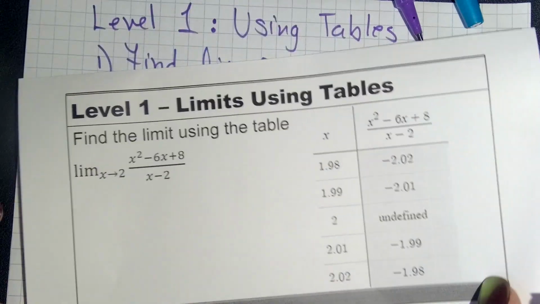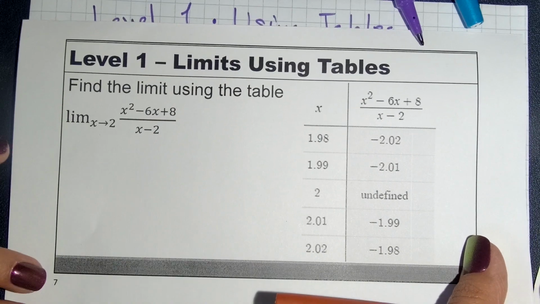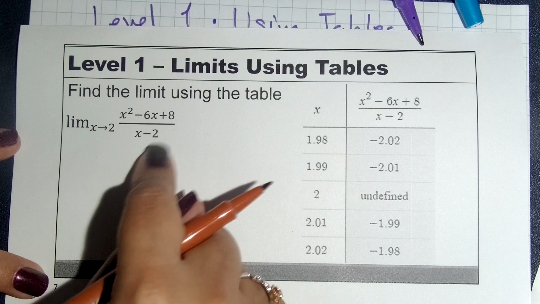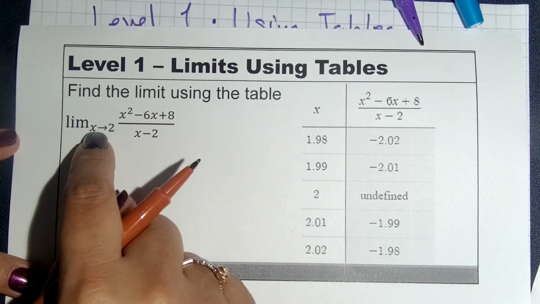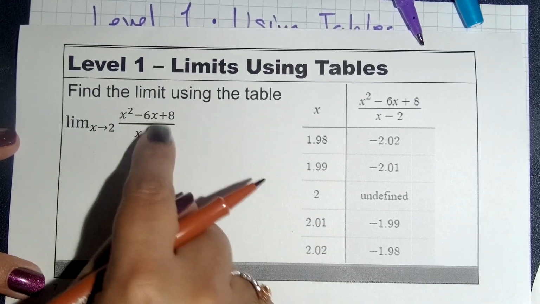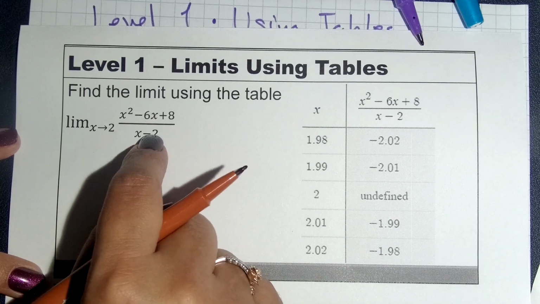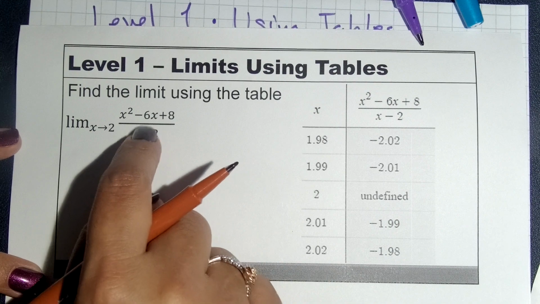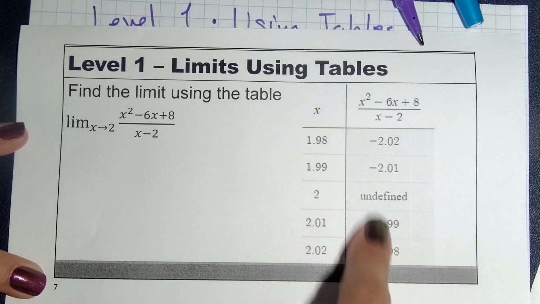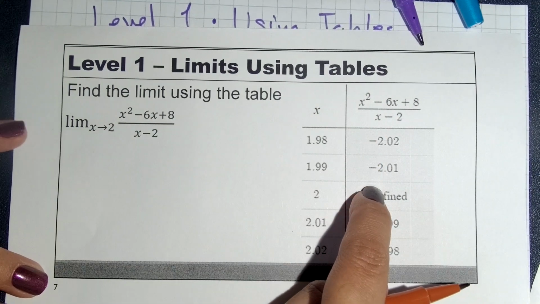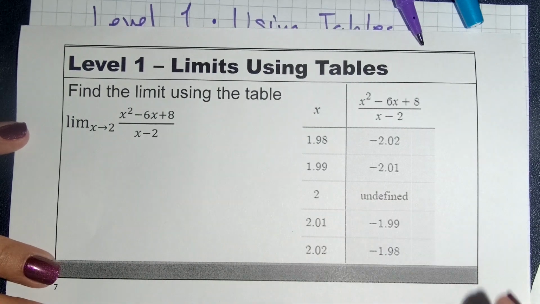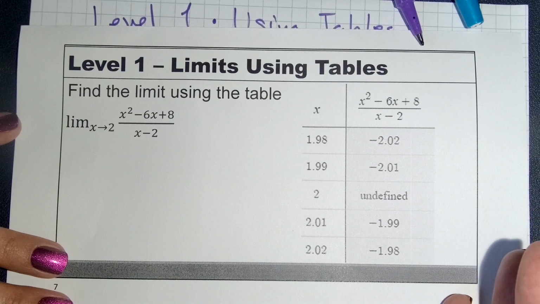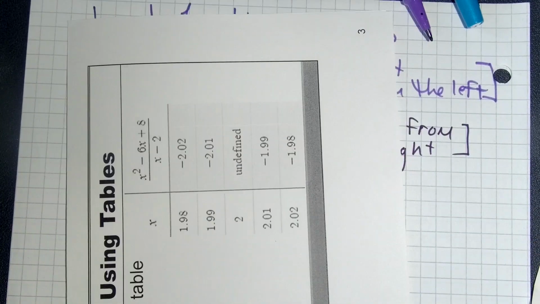Okay, let's look at this example. This example says find the limit using the table. So here is your function right here. If we took 2 and substituted it into here, we would get something over 0, and I know that because 2 minus 2 is 0. We have a table here of values for this function. So we're going to need to find the limit from the left, from the right, and then determine if the limit exists.